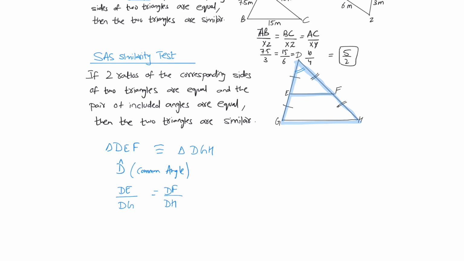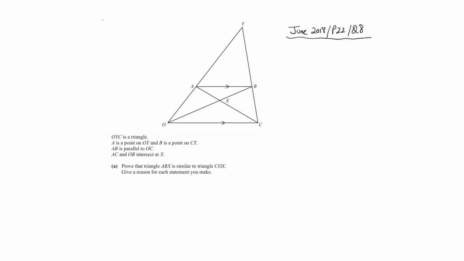So if you have two ratios of the corresponding sides and a pair of included angles, then according to the SAS Similarity Test, the two figures will be similar to each other. Now let's look at some questions.